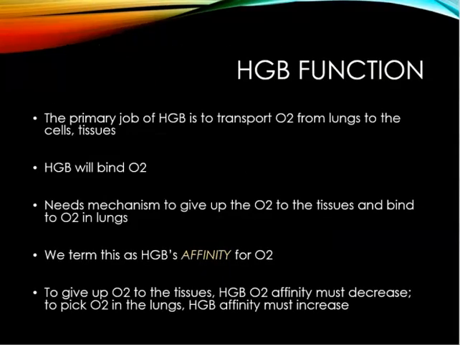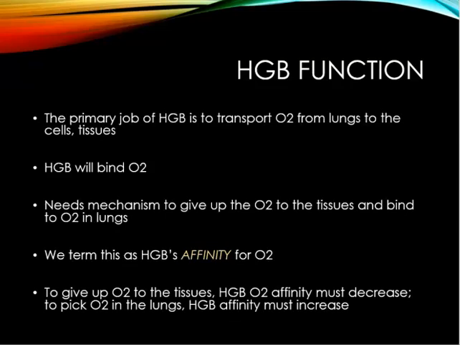Now let's talk about the function of hemoglobin. The primary job of hemoglobin is to transport oxygen from the lung to the cells and tissue of the body. Hemoglobin has to bind to oxygen in order to do this. So we need a mechanism for hemoglobin to give up the oxygen that it's carrying to the tissues, and we also need a mechanism for it to bind to the O2 in the lungs.